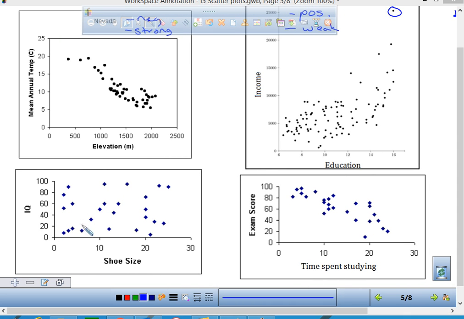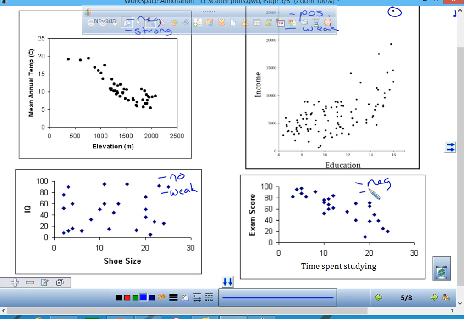Positive, negative, or no correlation? No correlation. And strong or weak? Weak. Last one. Positive, negative, or no correlation? Negative. And then strong or weak? That's a little bit stronger. Okay.